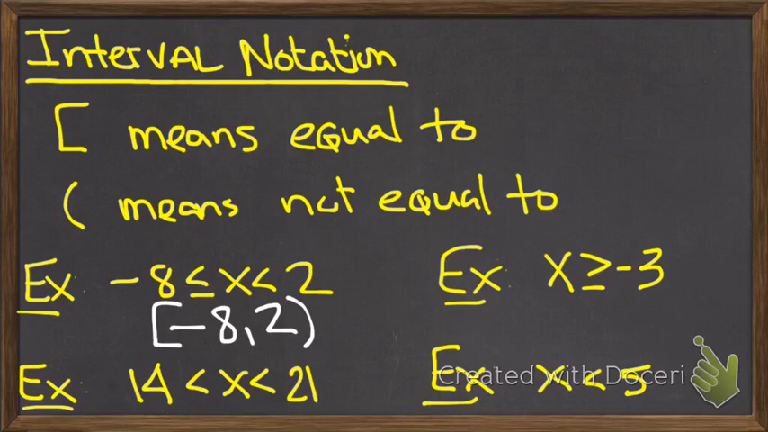The example right below that, 14 is less than x, which is less than 21. That means we're going to be between 14 and 21. Are we including 14? So therefore I use a parenthesis or a bracket? Bracket means I am, and it is equal to. What about 21? Parenthesis or bracket? Parenthesis.